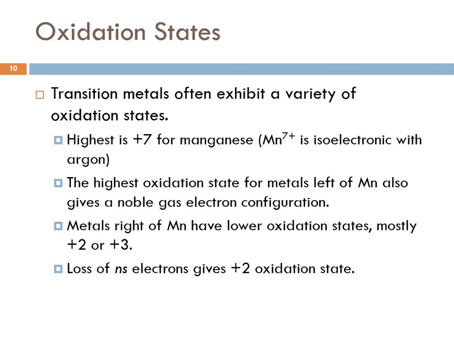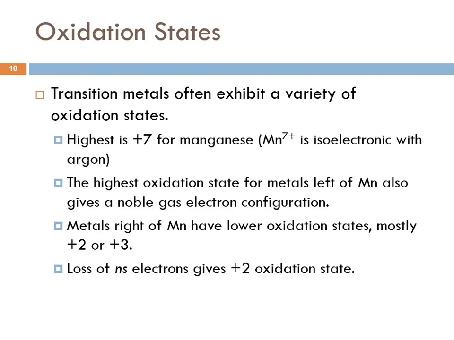Oxidation states. We've learned that transition metals exhibit a variety of oxidation states. Most of them can have more than one oxidation state. And these range up to +7. So the highest charge on an ion, the highest oxidation state is +7, and that's for manganese. Look at manganese in the periodic table. Right there. So it's 1, 2, 3, 4, 5, 6, 7.